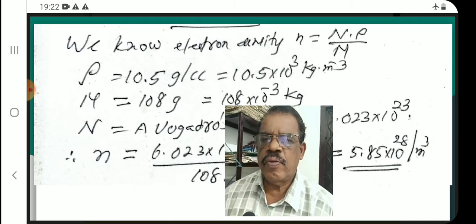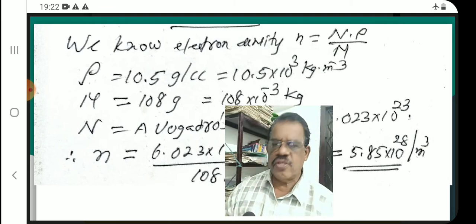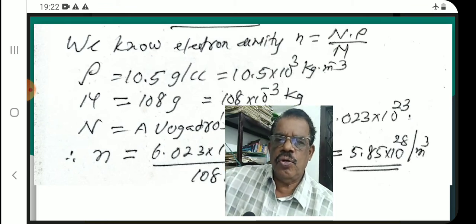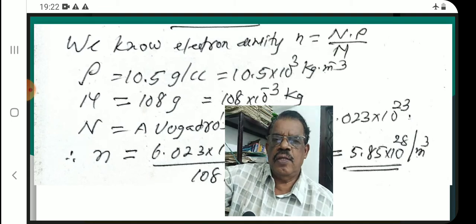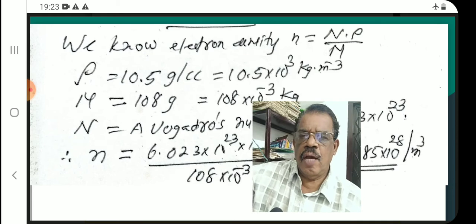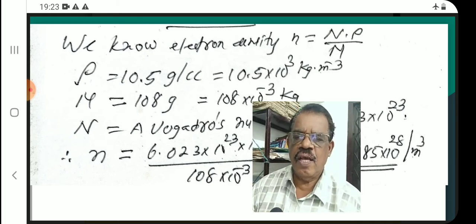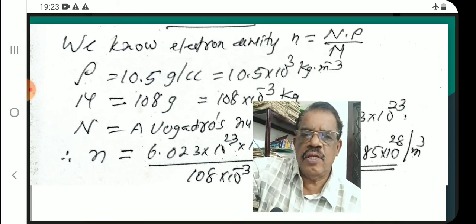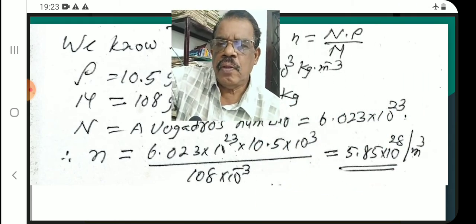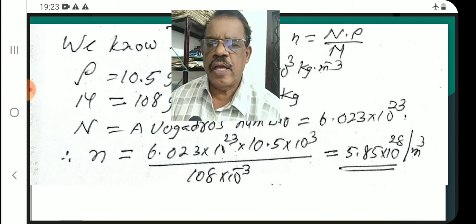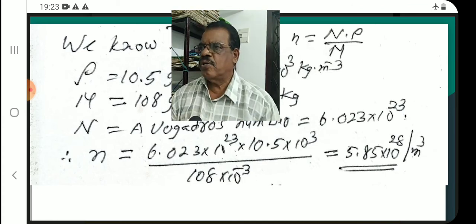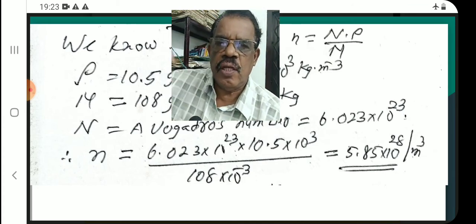Rho is 10.5 gram per cc. On conversion into kilogram per meter cubed, we get 10.5 into 10 cubed. The multiplication factor is 10 cubed. And molar mass is 108 gram. Molar mass we express in gram first and then convert it into kilogram: 108 into 10 raised to minus 3 kg. Avogadro's number N is equal to 6.023 into 10 raised to 23.